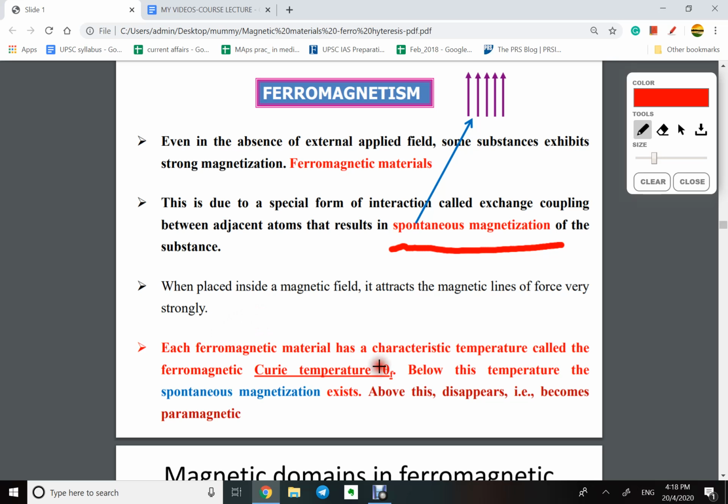Each ferromagnetic material has a characteristic temperature called the ferromagnetic Curie temperature. Below this temperature, the spontaneous magnetization exists. That is, below this temperature, the material shows ferromagnetic behavior. Ferromagnetic behavior means spontaneous magnetization. Above this, the spontaneous magnetization disappears, which means ferromagnetism disappears. So if it disappears, what happens? It becomes a paramagnetic material.